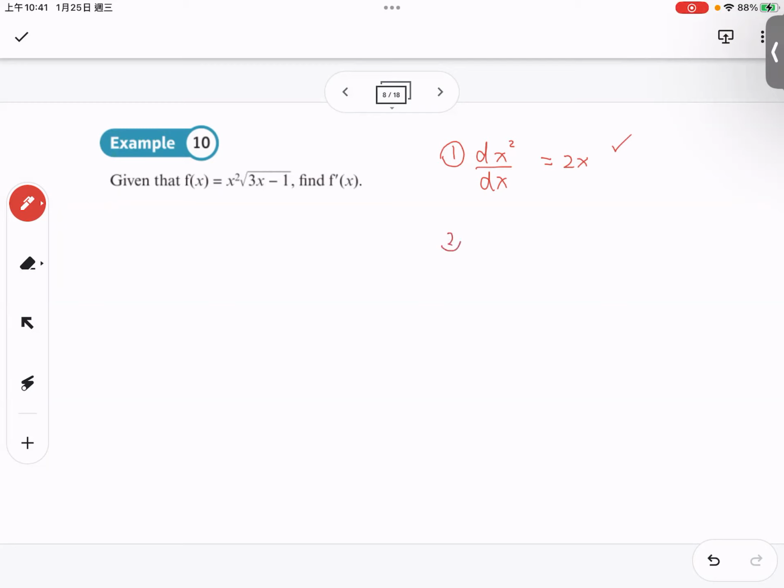The second part of it, maybe I use another color. For the second part, we know how to do the derivative of square root of 3x minus 1. It is because we have the derivative of (3x minus 1) with the power half. This one is equal to half.